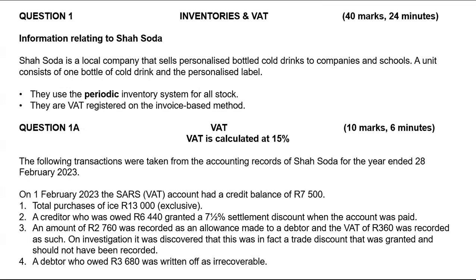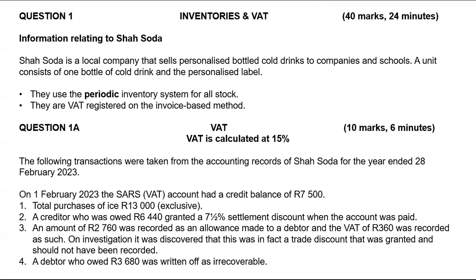And they are VAT registered on the invoice-based method, which is what IEB actually uses. It doesn't use the cash or receipt based method. It actually uses the invoice method. So you calculate VAT when the invoice is received or issued, or when the debit note or credit note is received or issued, and not when the payment is actually made or received. We calculate it when the transaction takes place. Okay, you got it? We good?